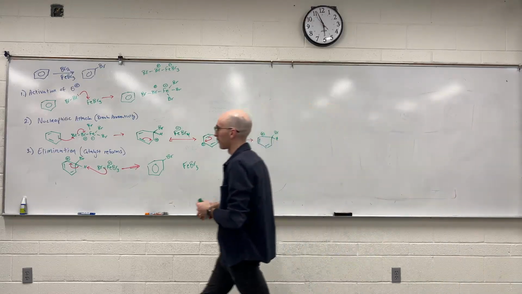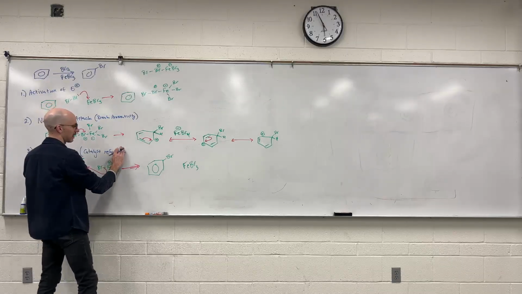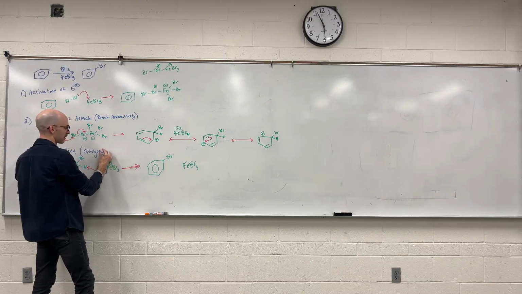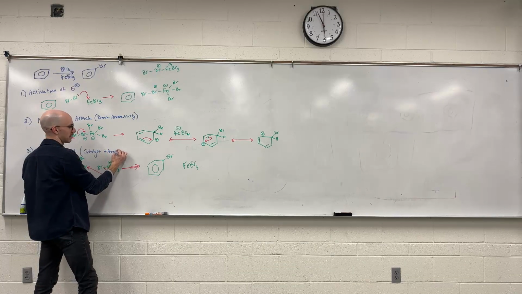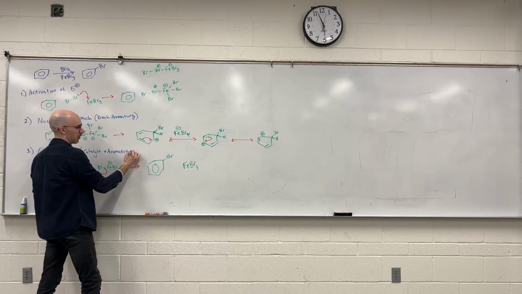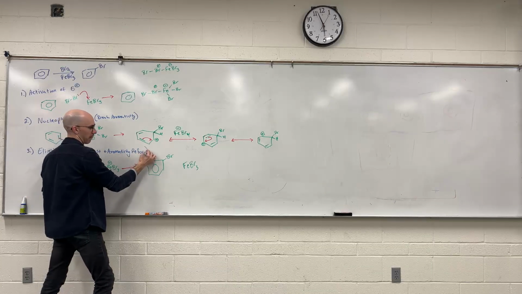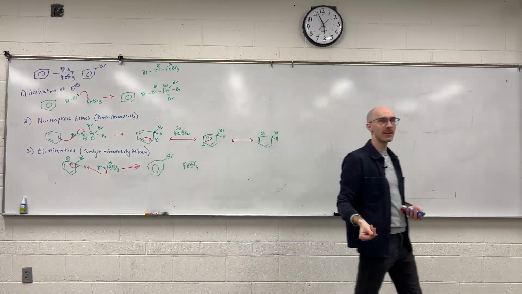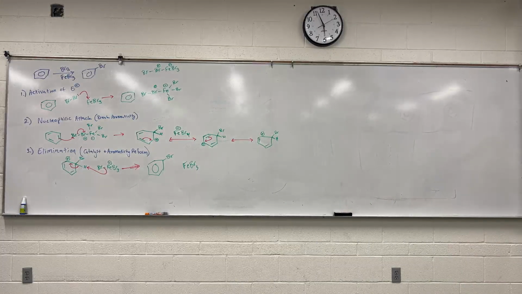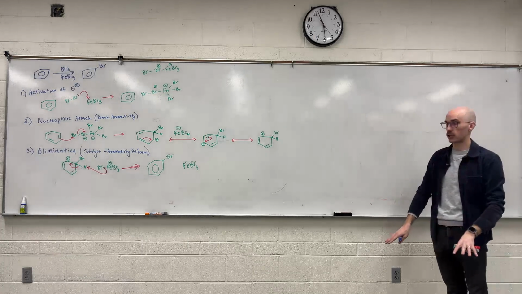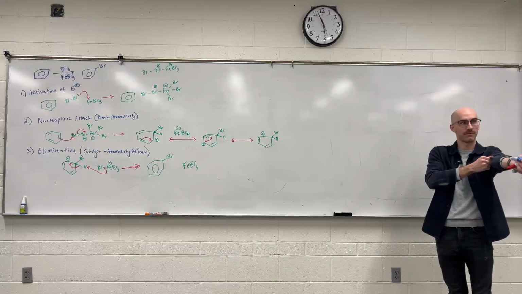I'm actually going to add something. You know, I called this elimination, catalyst reforms. I actually should have said catalyst and aromaticity reform. It's the elimination step that lets my aromatic ring return. That's important, isn't it? If I don't have aromaticity, I have just gone way higher in energy. And the whole point of this aromatic substitution is that I stay at a low energy structure. So I need to get back to aromaticity.